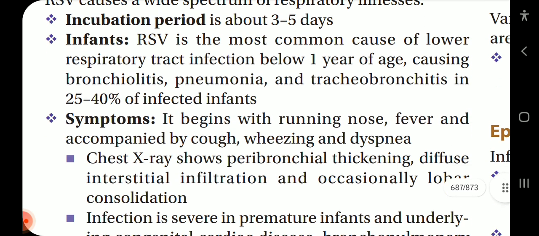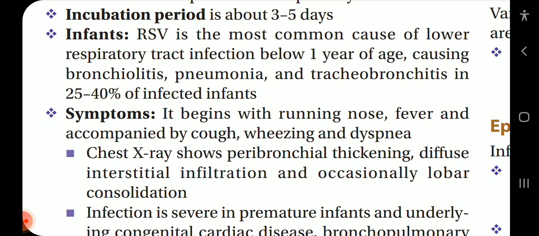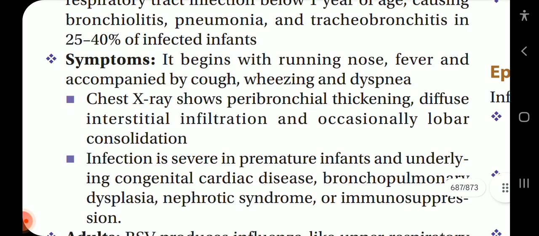Incubation period is about 3 to 5 days. Infants: RSV is the most common cause of lower respiratory tract infection below 1 year of age, causing bronchiolitis, pneumonia, and tracheobronchitis in 25 to 40% of infected infants.